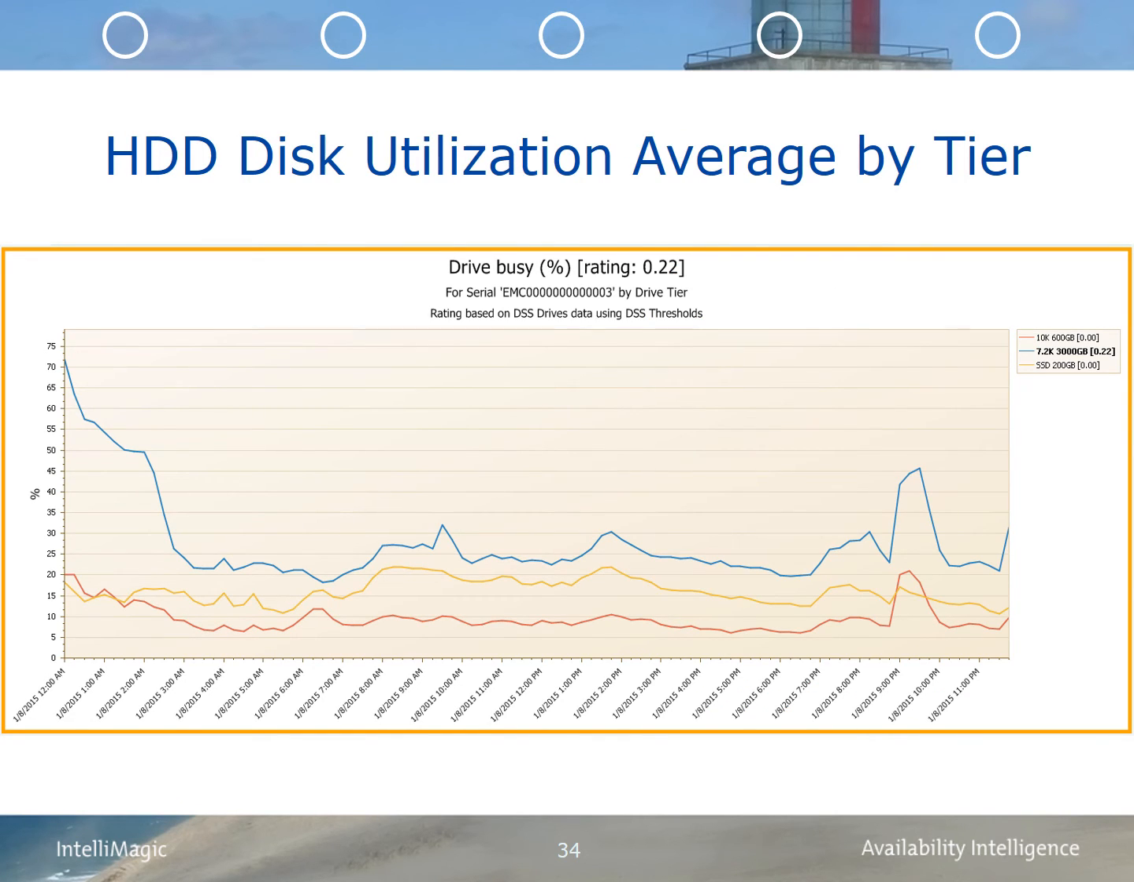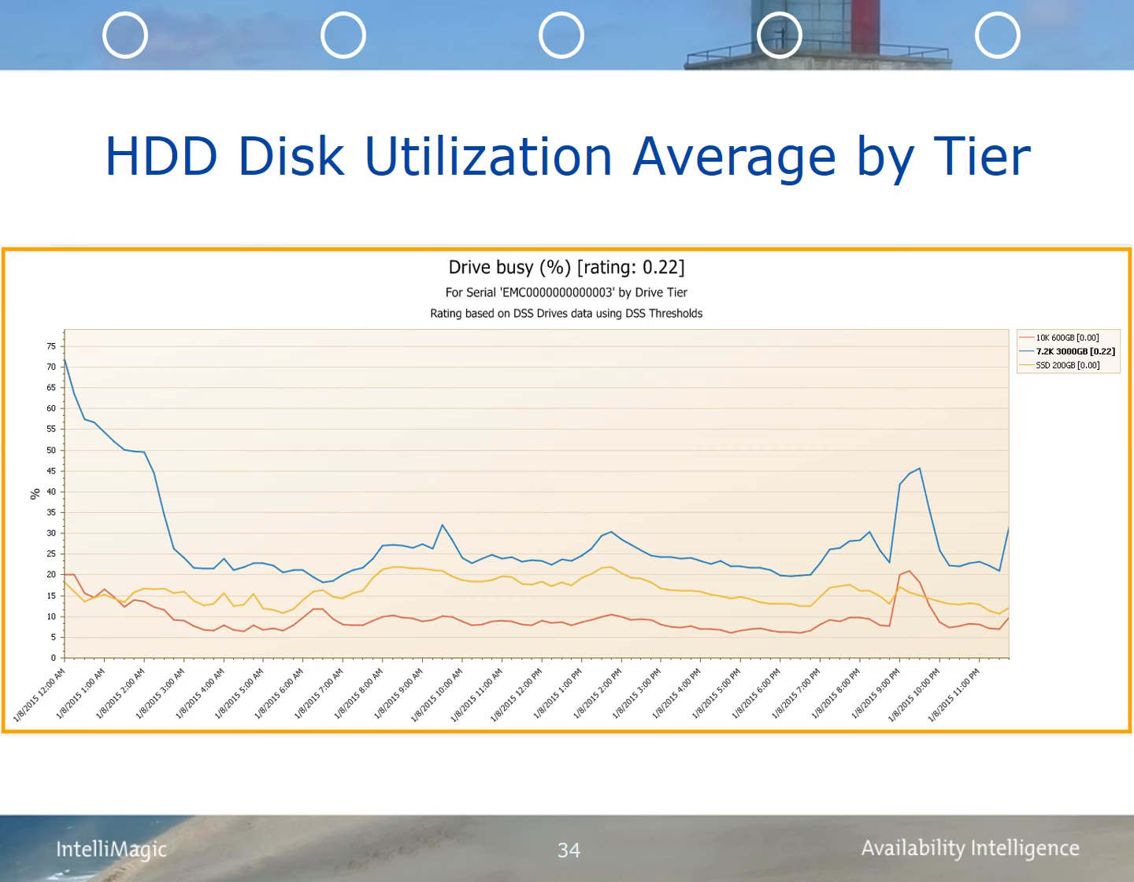We've got nearline, we've got fiber channel, and we've got SSD drives. And what we're looking for is we want to make sure that none of the drives are spending too much of their time above 50% utilization. That's just kind of a good rule of thumb. And for IntelliMagic Vision, we actually rate these charts so that you can quickly see if there's anything above. In this case, the 3 terabyte drives spend a fairly significant amount of time in the busy zone.